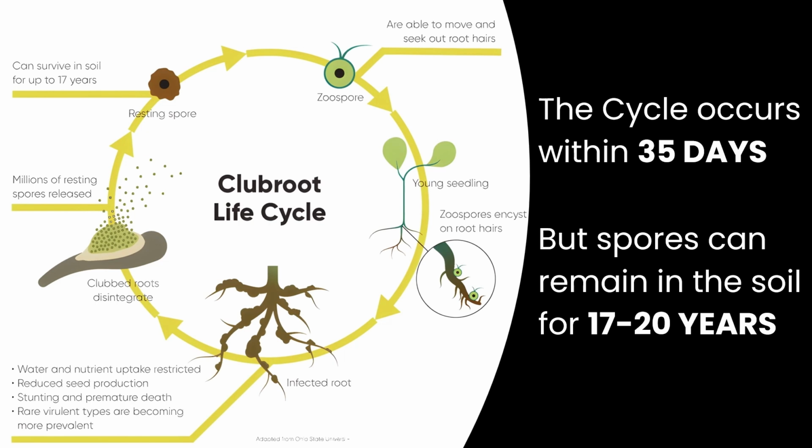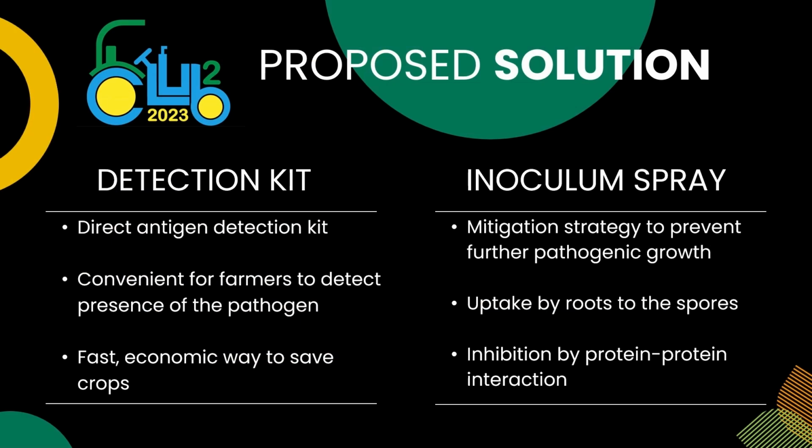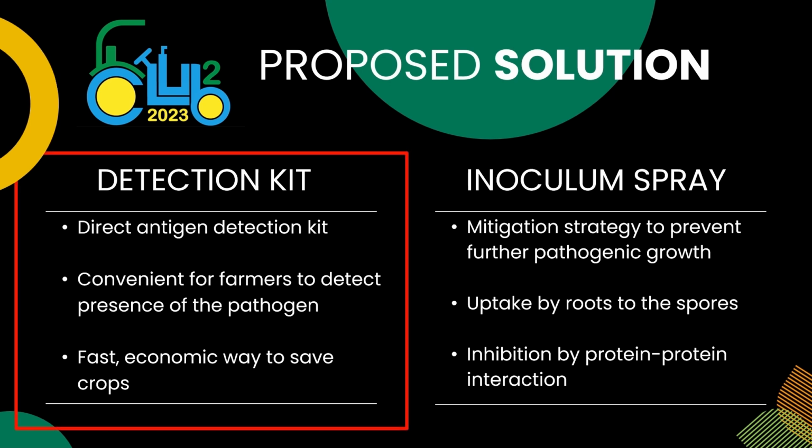To briefly describe what our team has been working on and show our preliminary results, the main project for this year's U Lethbridge iGEM team is to create a direct detection kit which can detect clubroot in soil well before crops are planted. We want our solution to be simple and easy for farmers to test soil samples for clubroot while also being very cost efficient.